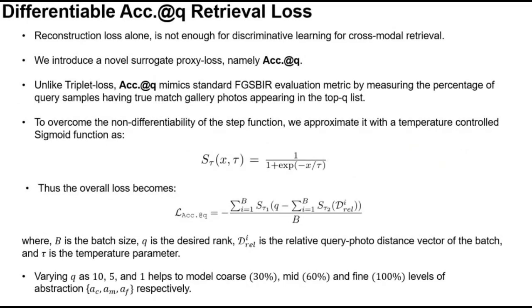And coming to the differentiable accuracy at Q loss, unlike triplet loss or other deep metric losses, accuracy at Q directly mimics the FGSBIR evaluation metric by measuring the percentage of query samples having true match gallery photos in the top Q list. However, measuring accuracy at Q over the entire batch invokes non-differentiability and restricts end-to-end training. To overcome this non-differentiability, we take the help of a step function, which we approximate with a temperature-controlled sigmoid function. We use Q as 10, 5, and 1 to model coarse, mid, and fine levels of abstraction respectively.